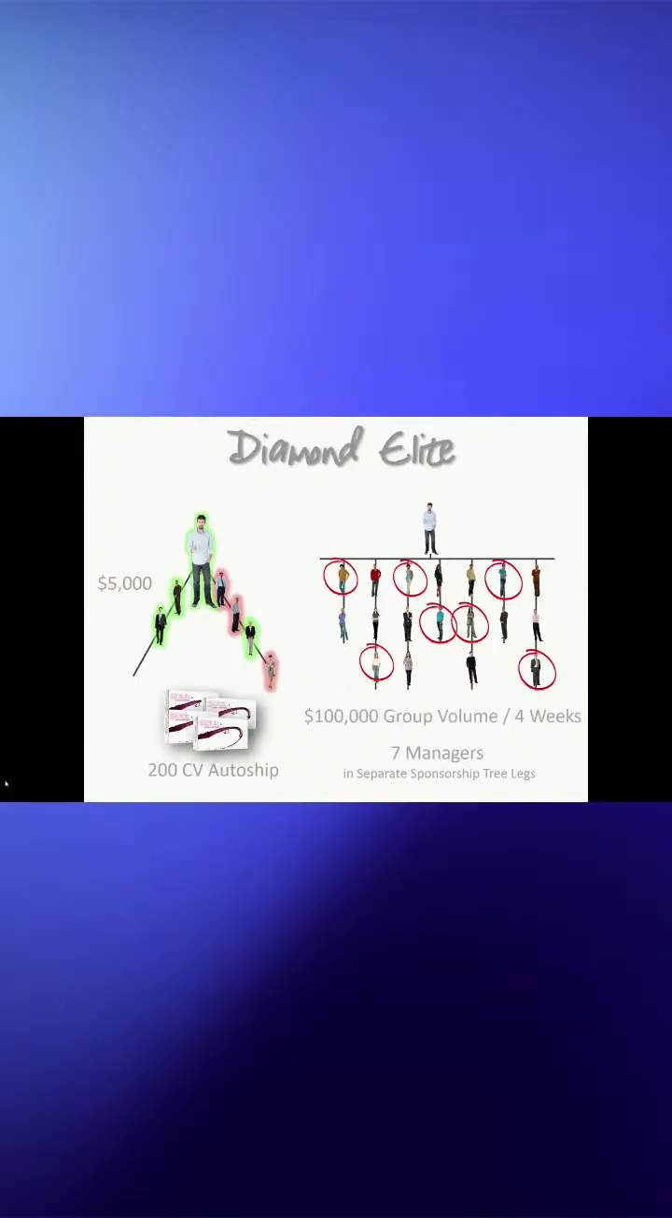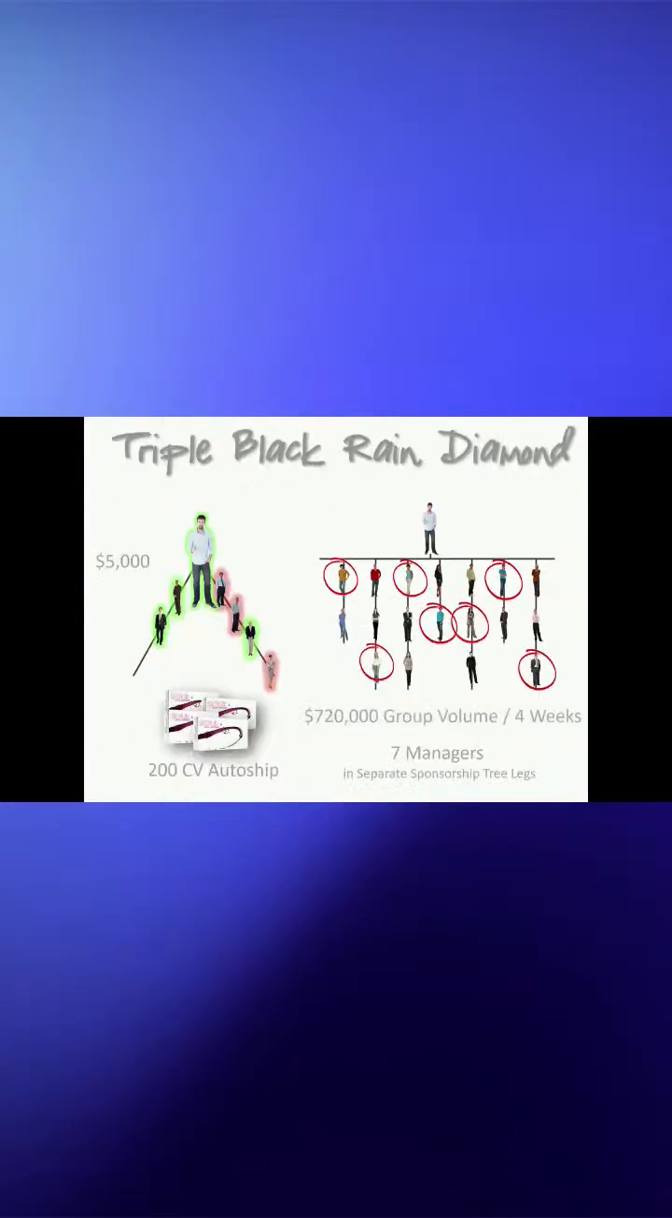That's Diamond Elite. Double Diamond Elite, everything stays the same except that now you need $200,000 in group volume in a 4-week period or less. Black Rain Diamond, all the same requirements. Now you need $300,000 in group volume in a 4-week period or less. And then it just keeps going up. So double Black Rain Diamond, $480,000 in group volume in a 4-week period or less. And triple Black Rain Diamond, everything's the same, $720,000 in group volume in a 4-week period or less. And that, my friends, is the RAIN International Compensation Plan.